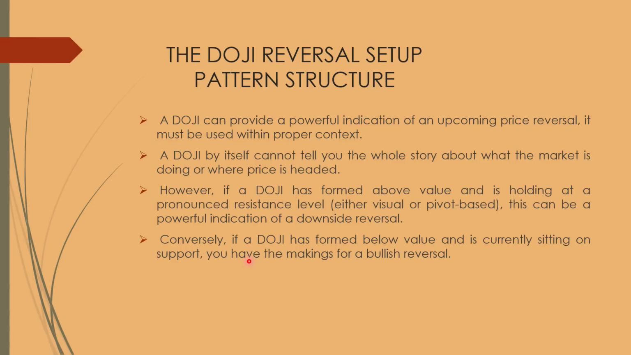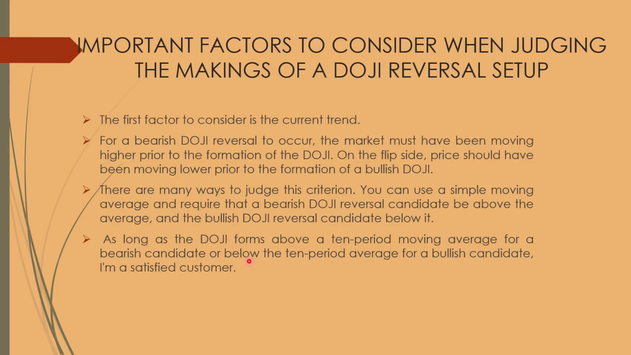The pattern structure of a doji. A doji can provide a powerful indication of an upcoming price reversal. It must be used within proper context. A doji by itself cannot tell you the whole story about what the market is doing or where price is headed. However, if a doji has formed above value and is holding at a pronounced resistance level, either visual or pivot based, this can be a powerful indication of a downside reversal. Conversely, if a doji has formed below value and is currently sitting on support, you have the makings of a bullish reversal.